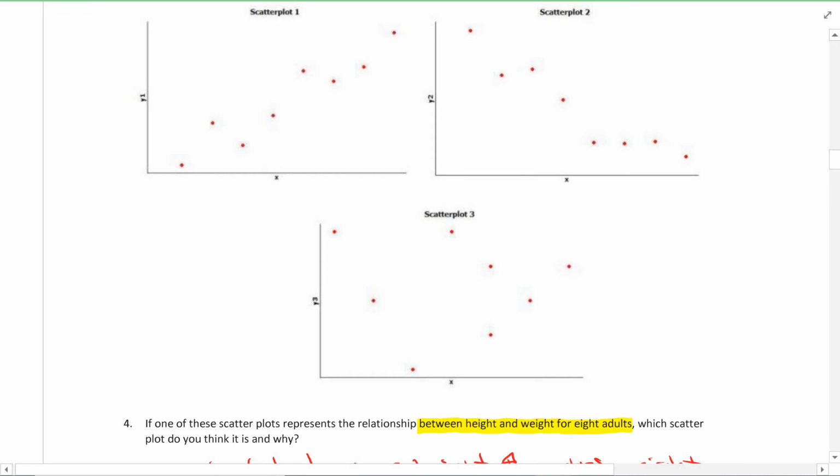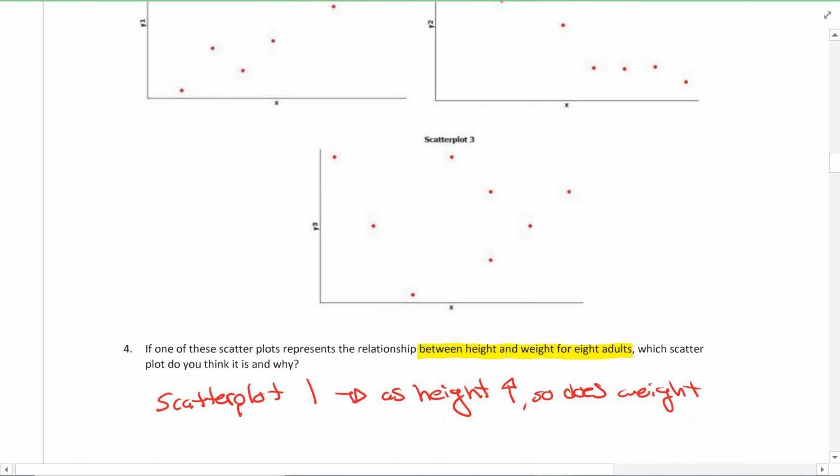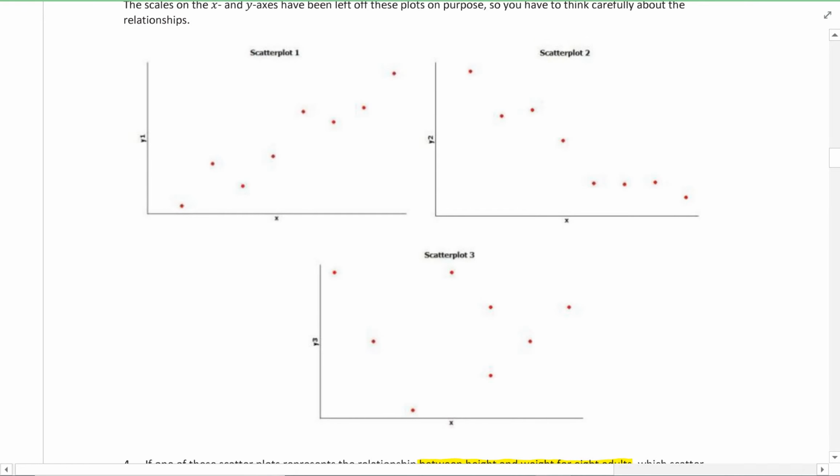But if we gathered more data for scatter plot 3, it could eventually show us a pattern. Right now it doesn't, but it could eventually. But again, scatter plot 1 definitely shows us the best way. Again, as height increases, weight definitely increases.